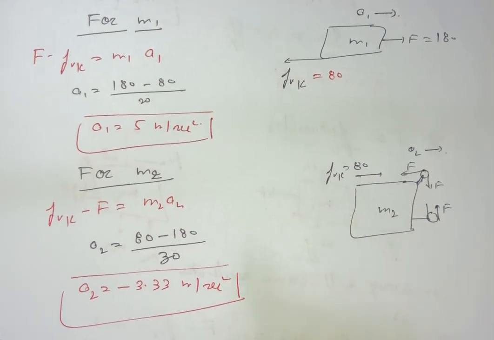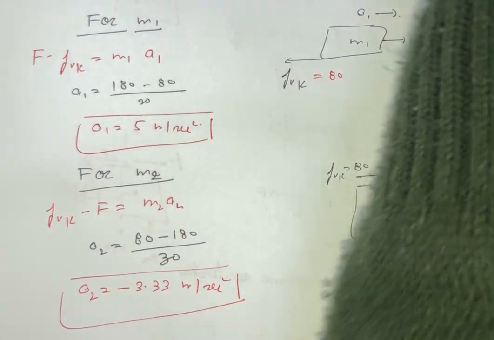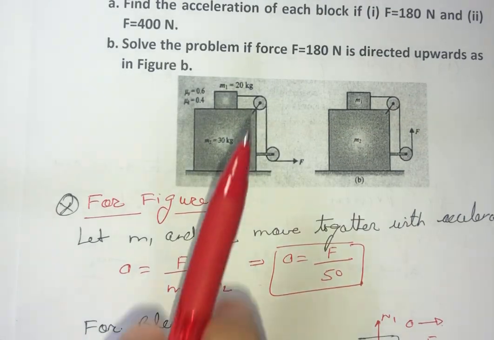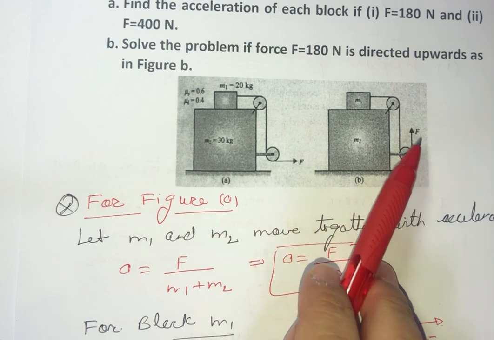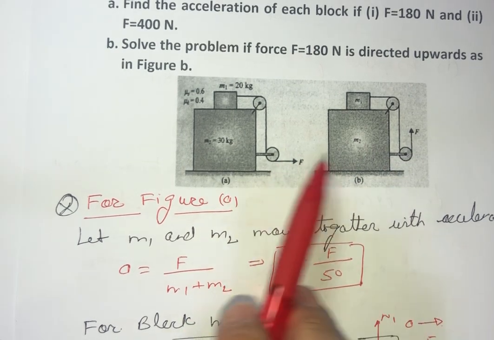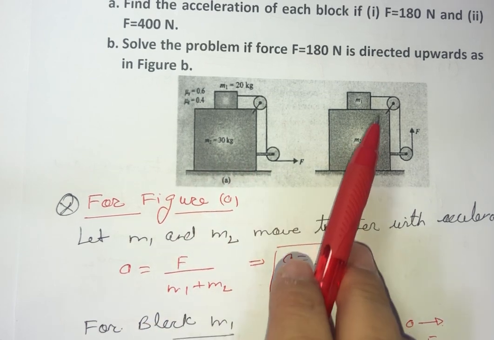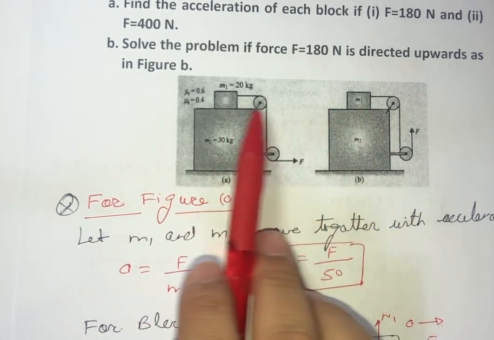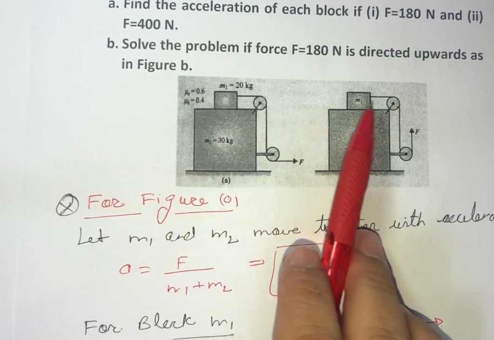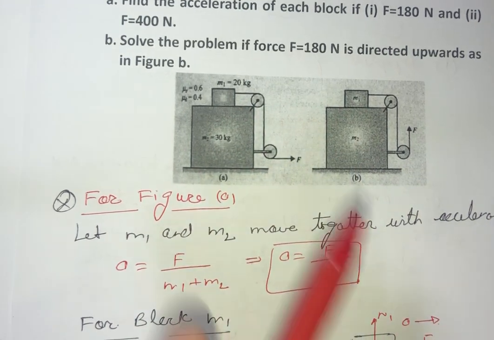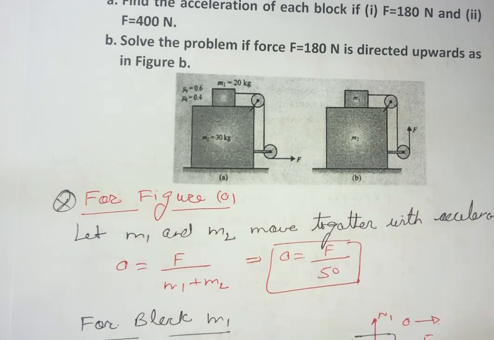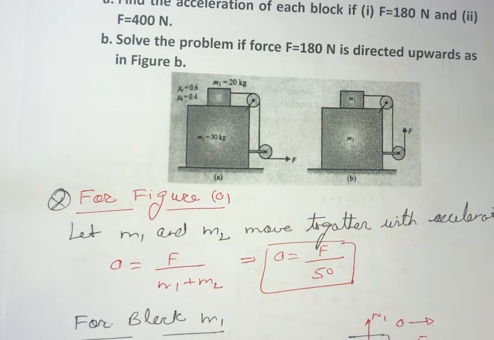So this completes the question. The only important thing is that the difference will be the direction in which the force is taken with respect to block M2. For M1, there is not much difference in the calculations. It is only dependent on 180. That is the only difference.